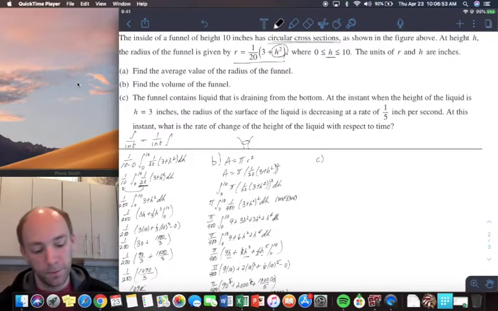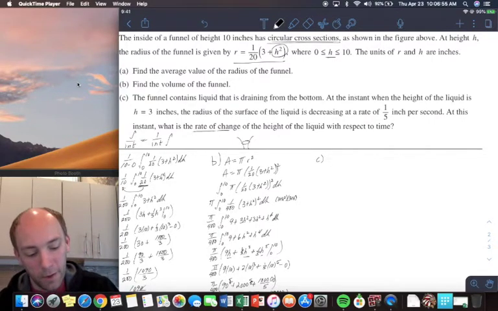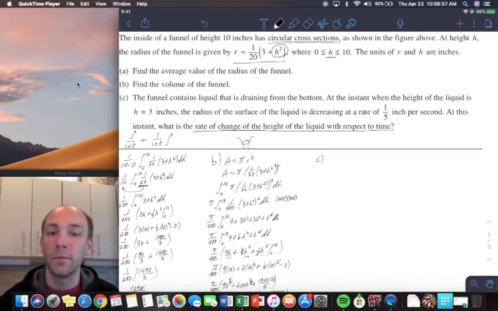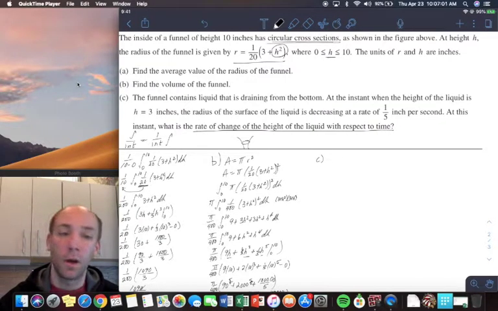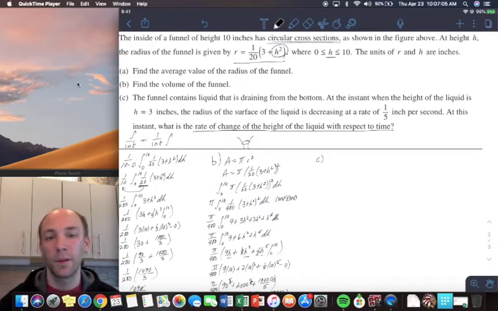Whenever I see a rate of change with respect to time, one thing we can be thinking about is related rates. We're going to need to connect some of these different rates that are given to us to create this chain rule, this related rates type equation.